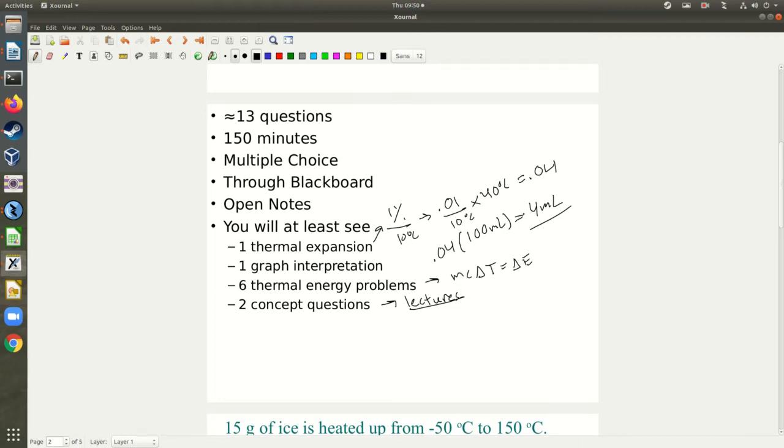There is a posted study guide. I highly encourage you to do the study guide. Forgot to put that up there. So, if you do the study guide, it will help you pretty decently on the test.